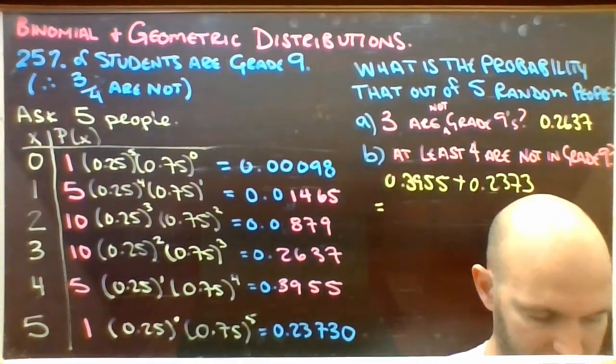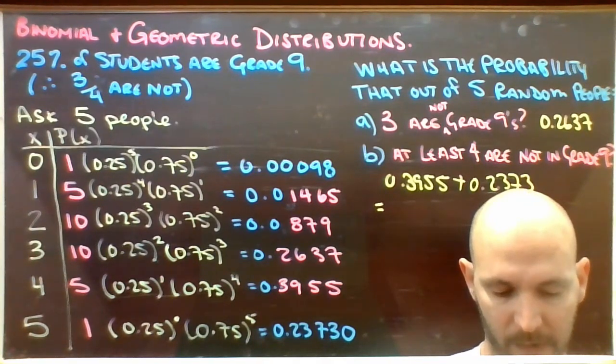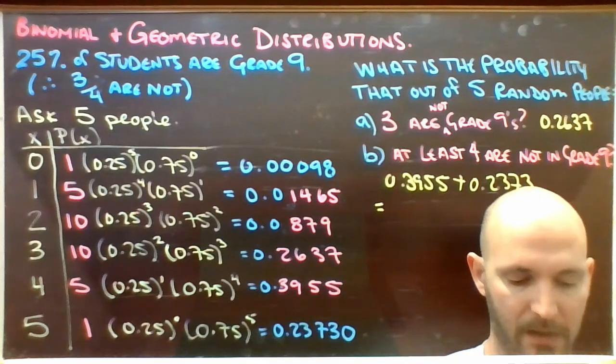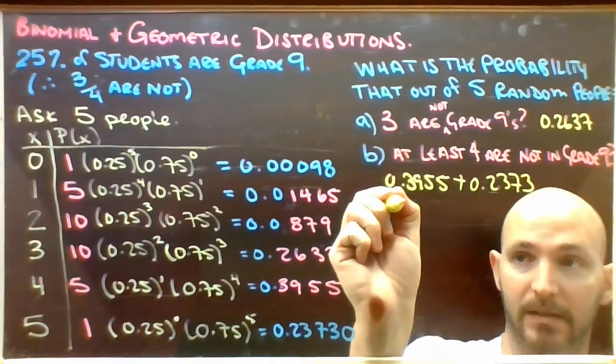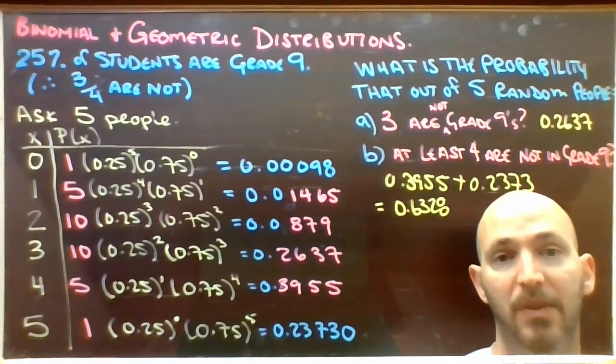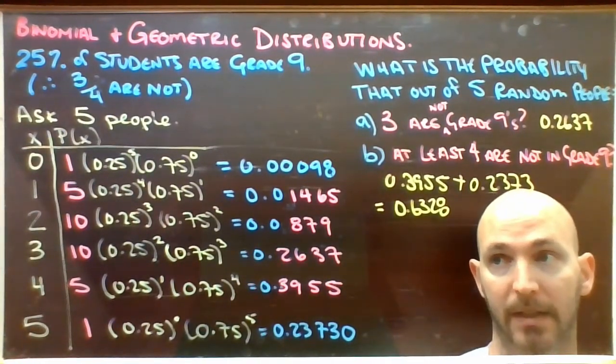For a total of 0.3955 plus 0.2373 is 0.6328. So there's a 63.28% chance that at least 4 of them are not in grade 9.